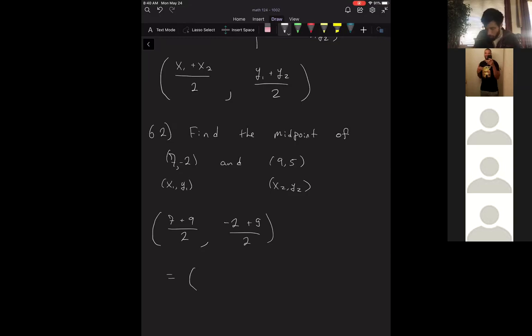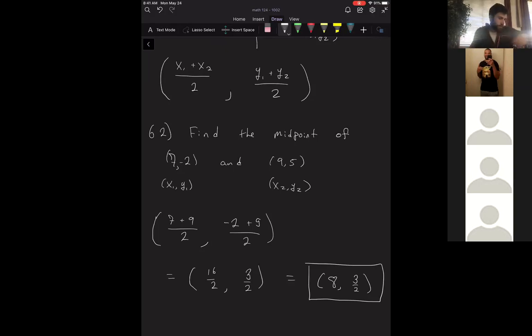So what we get here, what's 7 plus 9? That's going to be 16. So we have 16 divided by 2. And then minus 2 plus 5, that's 3. 3 divided by 2. So 16 divided by 2 is 8. So all we have is 8 in the x value, and then 3 over 2, let's just leave it like that. So that's going to be the midpoint. Let's make that 3 look a little bit better. Okay, so 8 and 3 over 2. So it's a point here, not a number. So you add the x values and divide by 2, then add the y values and divide by 2.